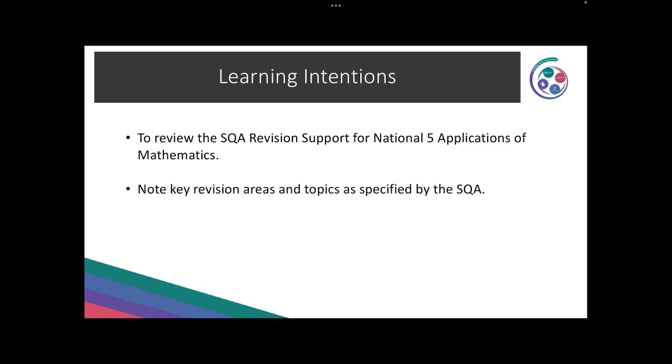The learning intention of this video is to review the SQA revision support for the National 5 Applications of Maths exam 2022 and to note key revision areas and topics as specified by the SQA in their additional support.